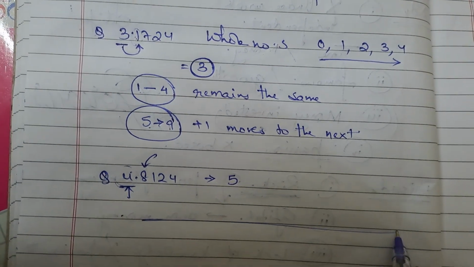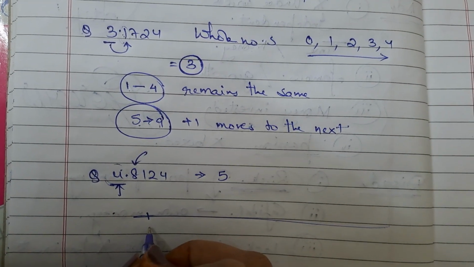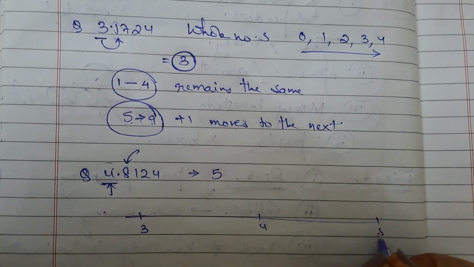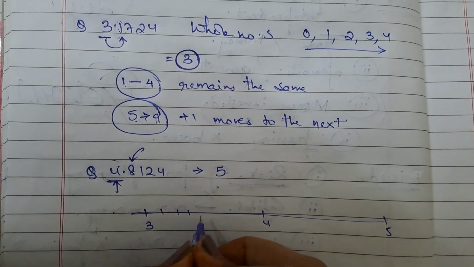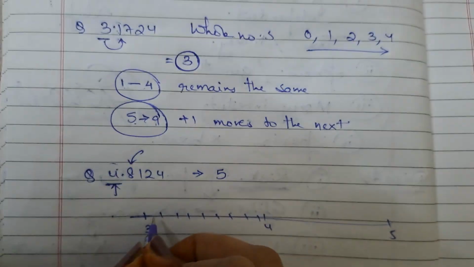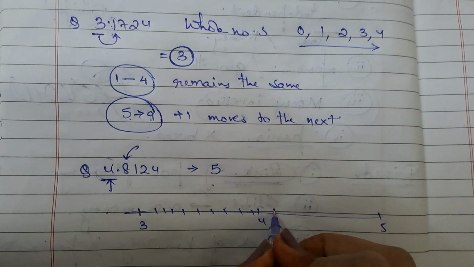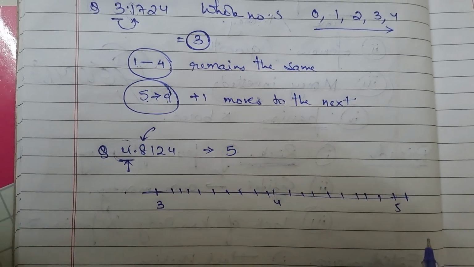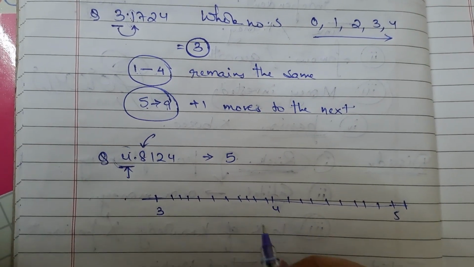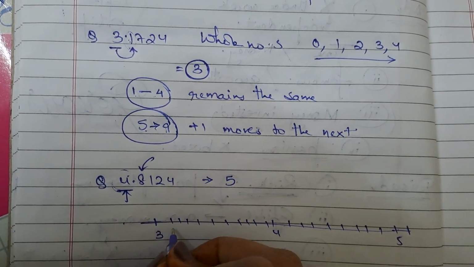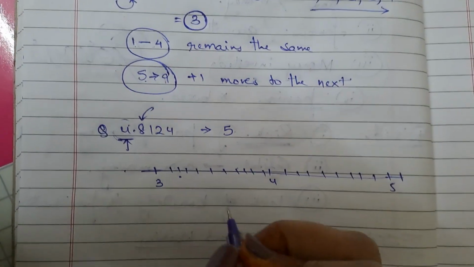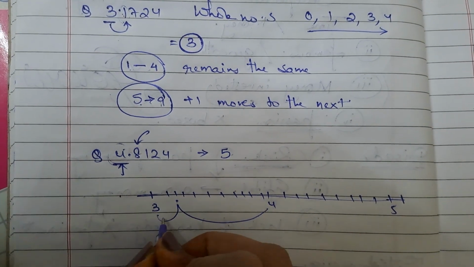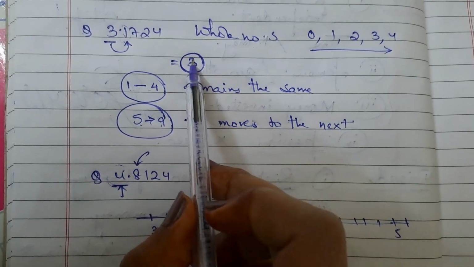If I want to see it on a number line, let's take 3, this is my 4, and this is my 5 in here. 3.1, 2, 3, 4, 5, 6, 7, 8 and 9 somewhere here. So 3.17 is much closer to 3.2 itself, isn't it? But still, is it closer to 3 or closer to 4? It is much closer to 3. So the answer remained as 3 for this one.